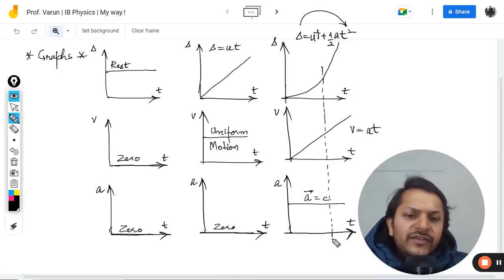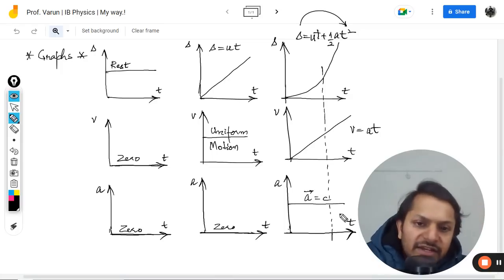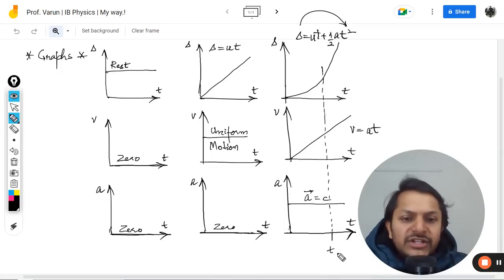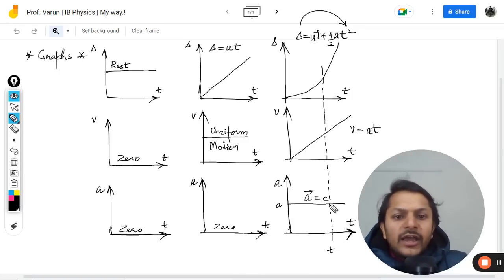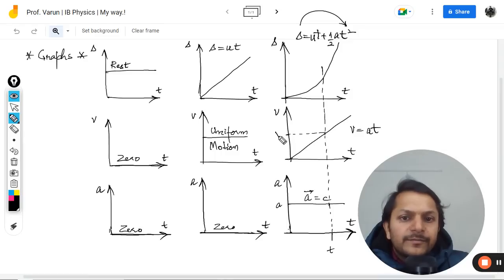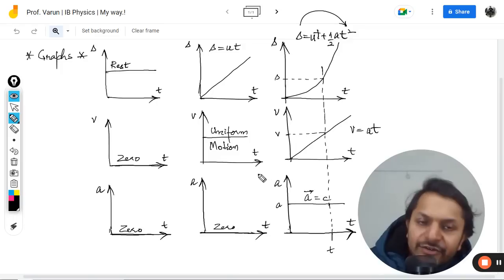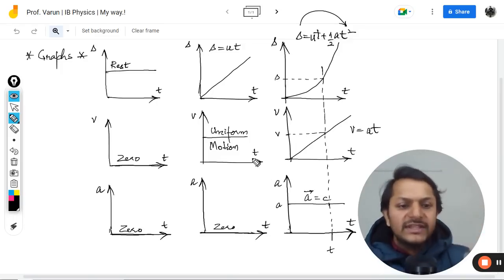Let us say we are considering this one certain instant here. So at the time t, the body is moving with an acceleration which is equal to a. No doubt about that. Now, this is the velocity with which it is moving now. And this is the particular displacement that we are now considering. So what is the relationship between these graphs now?